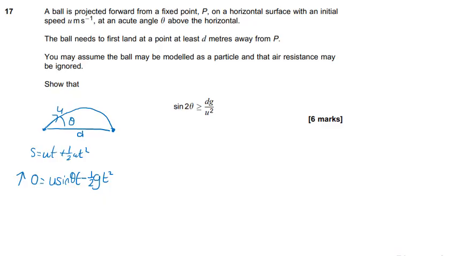And that, if we factorize it, we take a factor of t, so we've got t times (u sine theta minus a half g t). So this has two solutions: either t is equal to 0, which is at the start, obviously, or t is equal to 2u sine theta over g. Okay, and that must be at the other end.